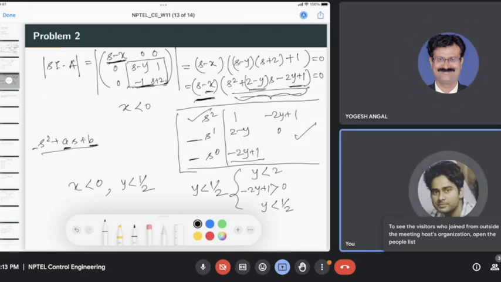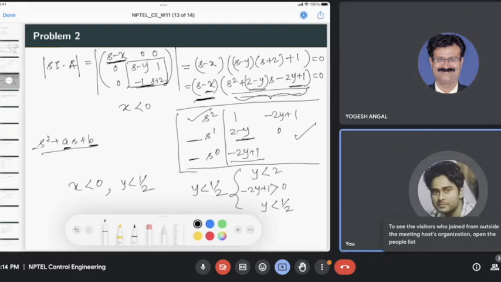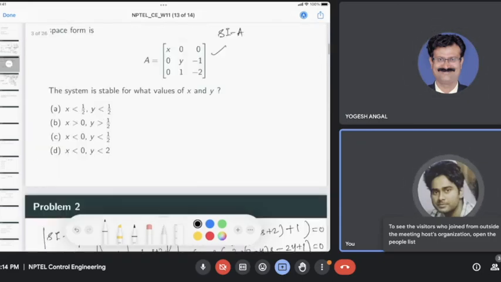So then you just compute for what values both should be greater than 0. This should be greater than 0, that means y is less than 2. For the second one, we have y less than half. So for both conditions to be satisfied, y should be less than half. Correct, so this is the condition. For that, x should be negative and y less than half. So this system will then be stable.